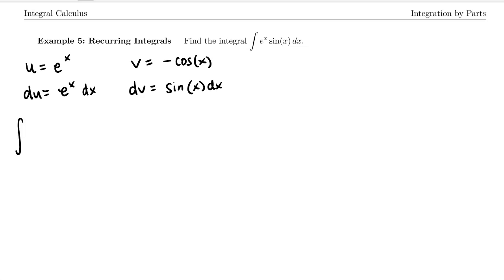So now we have the integral of e to the x sine of x dx is equal to negative e to the x cosine of x minus the integral of v du. So notice v is negative cosine of x. I'm going to factor out that negative sign and make that a plus. And then we get e to the x cosine of x dx.